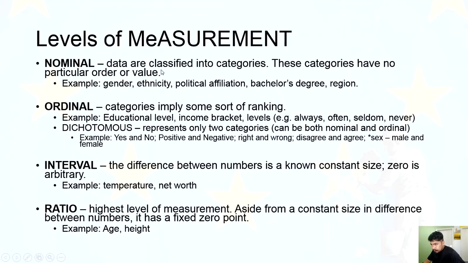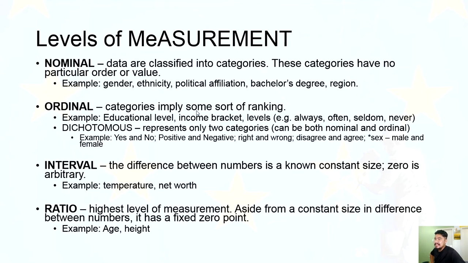If it's nominal, the data are classified into categories. These categories have no particular order or value. For instance, gender: male and female. When you check, there is no order and no value. A male cannot be higher than a female, or a female higher than a male. So basically, that's it.